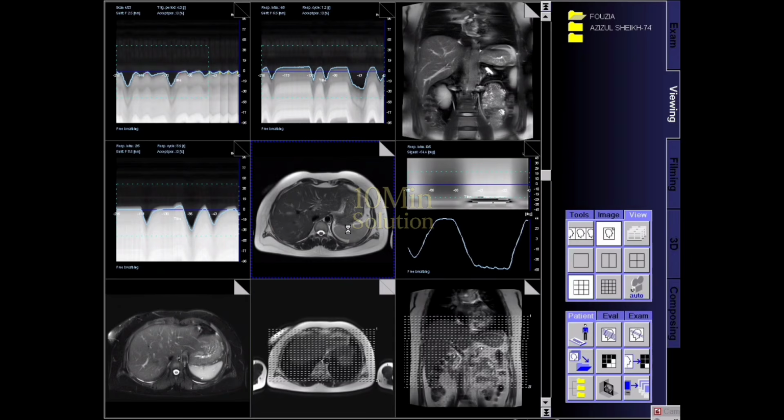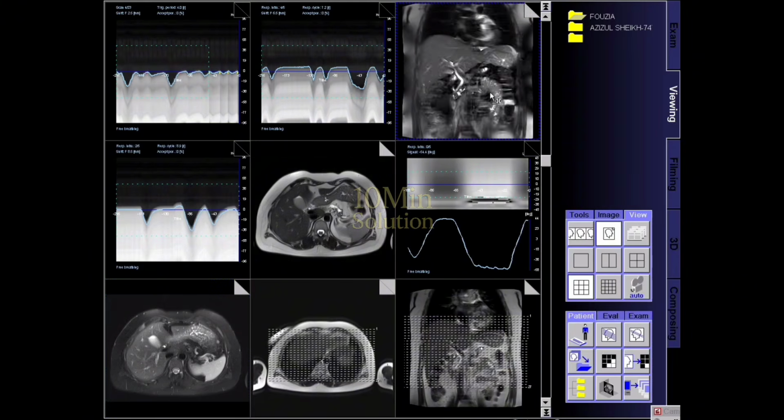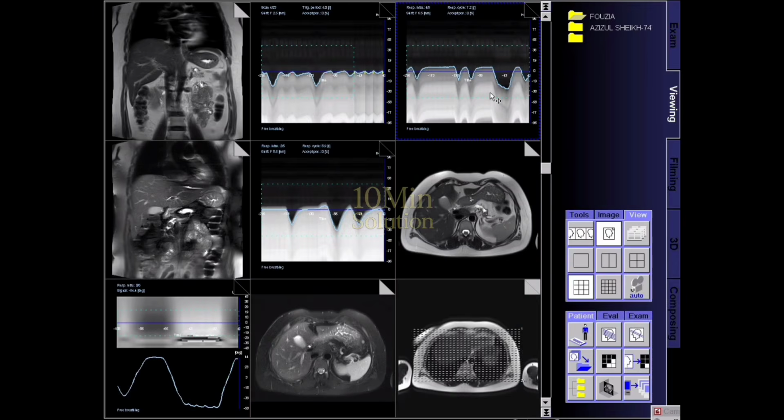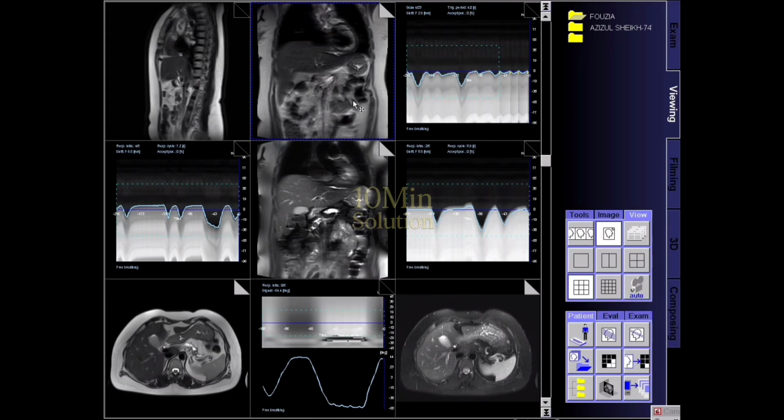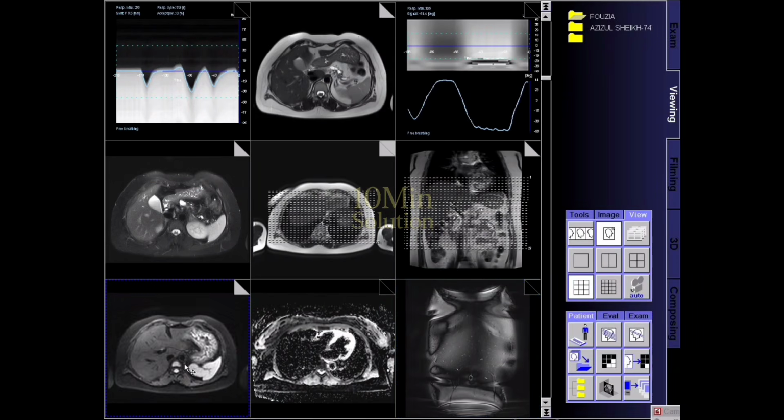This is the axial image. Look here. And this is axial FS. This is FS coronal. Now HASTE coronal. Diffusion.